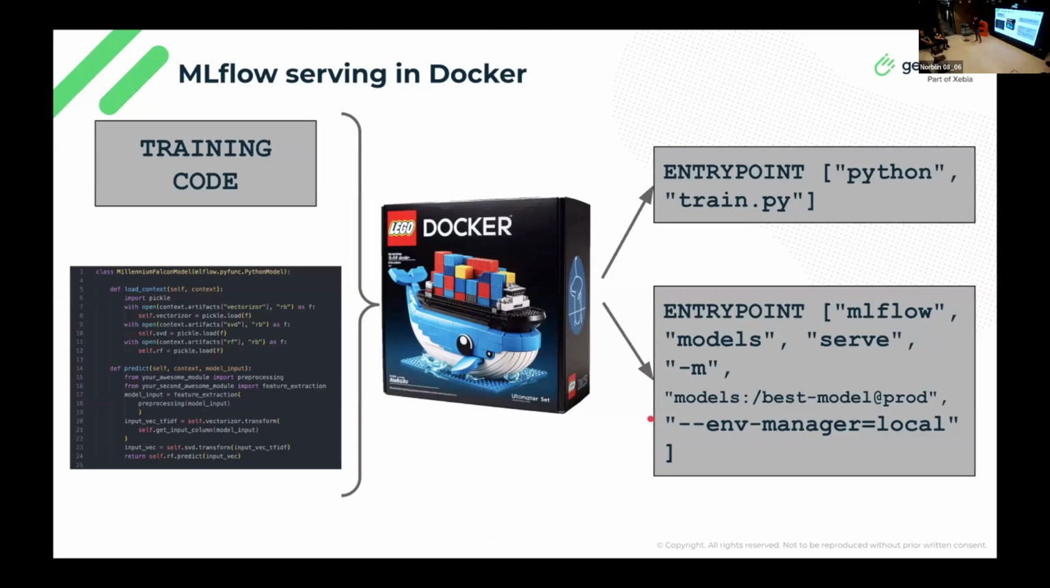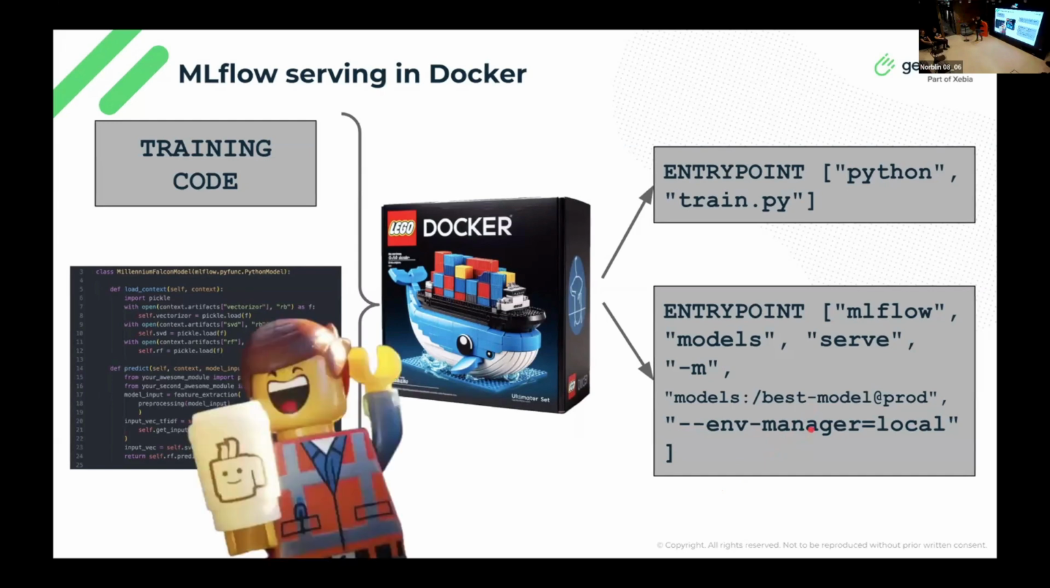And there are two parameters. The m is for the model, so this is the reference to the model registry that you saw before, and the env-manager local will guide the MLflow tool itself to not install anything and rely on what is already installed in the Docker container. So with that in mind, everything is awesome.